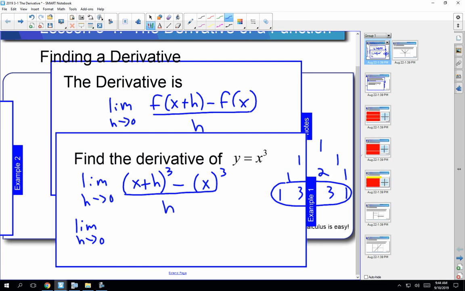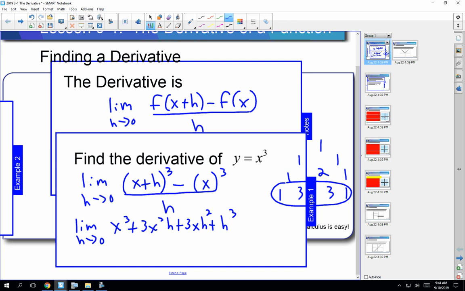Limit as h approaches 0. So we've got 1, and what's the power on x? Cubed. So we've got 1x cubed plus 3x squared h plus 3x h squared, oh, there should be a squared in here, plus h cubed, which is the fourth term. Remember, there are unwritten ones. There's our 1, 3, 3, 1.